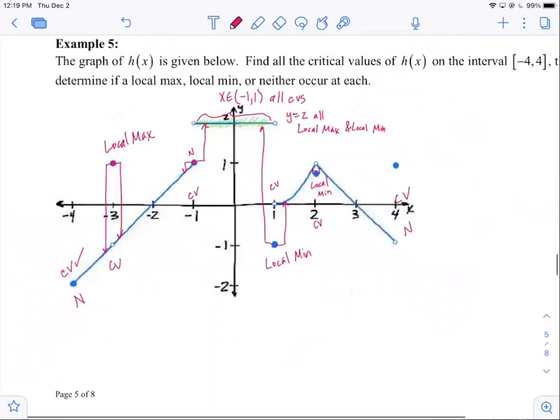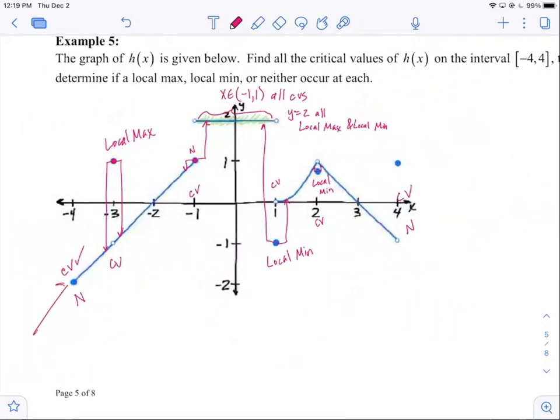If we want to look at absolute min, let's look at that. Yes, this would be an absolute minimum value and location. And then all of the y values, well, there's only one y value of two, but it would occur at infinitely many places up there. So yeah, two would be the absolute max, and negative two would be absolute min. Good. So remember, even though it's an absolute min, it wouldn't be a local min, okay? Because it has to occur on an open interval.